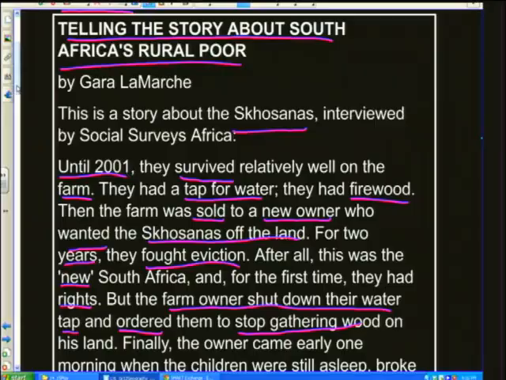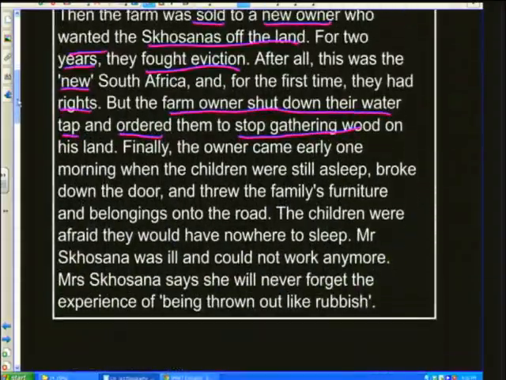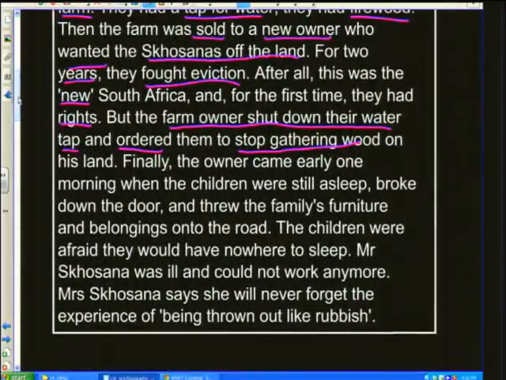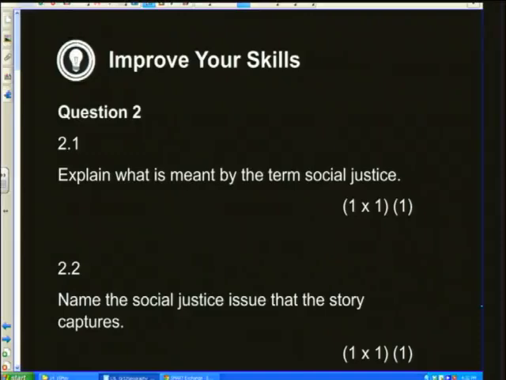Finally, the owner came early one morning when the children were still asleep, broke down the door and threw the family's furniture and belongings onto the road. The children were afraid that they would have nowhere to sleep. Mr. Skosana was ill and could not work anymore. Okay? Mrs. Skosana says she will never forget the experience of being thrown out like rubbish, and no one deserves that. Let's have a look at the questions.